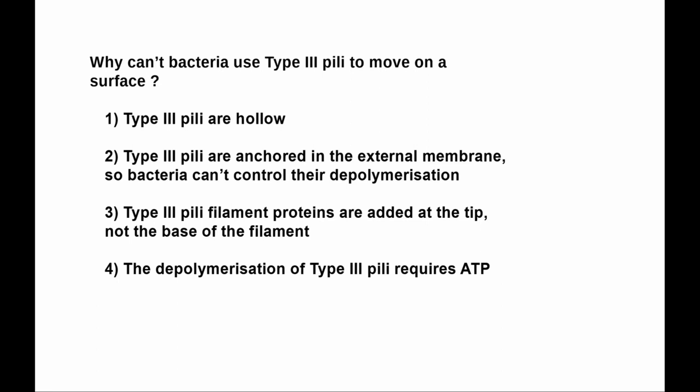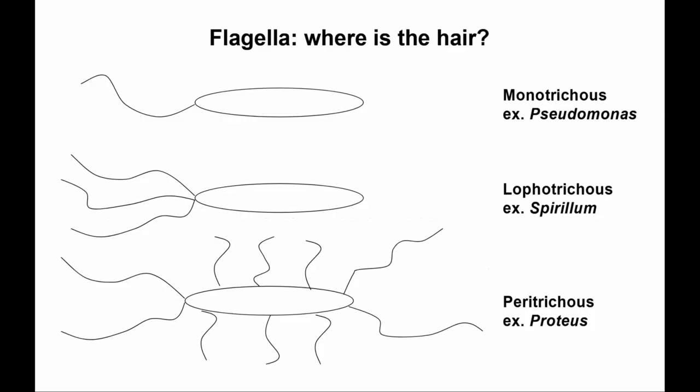Okay, who says 1? Can't work because they're hollow. Nobody. Who says 2? Can't work because they're in the external membrane. Nobody. Who says 3? Because the filament proteins are at the tip. Yeah, you're all right, that's right. That's why. The polymerization is at the tip, so you can't control it anymore. Yeah, it was too easy, wasn't it? Why didn't you just tell me? Yeah, I know. Next time.